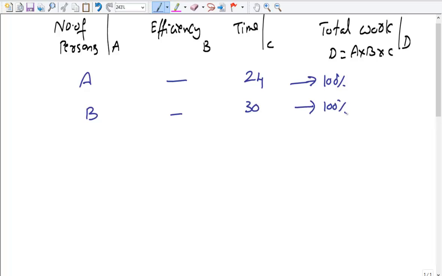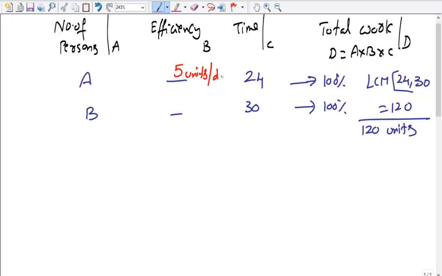Now it would be better if you know the exact number of units of the work, total units of the work. That is a simple LCM of the time, that is 24 and 30, that is 120. Now the total work is equal to 120 units. Since A finished 120 units in 24 days, he would be finishing exactly 5 units per day, whereas B's efficiency is 4 units a day. So now it's very easy.